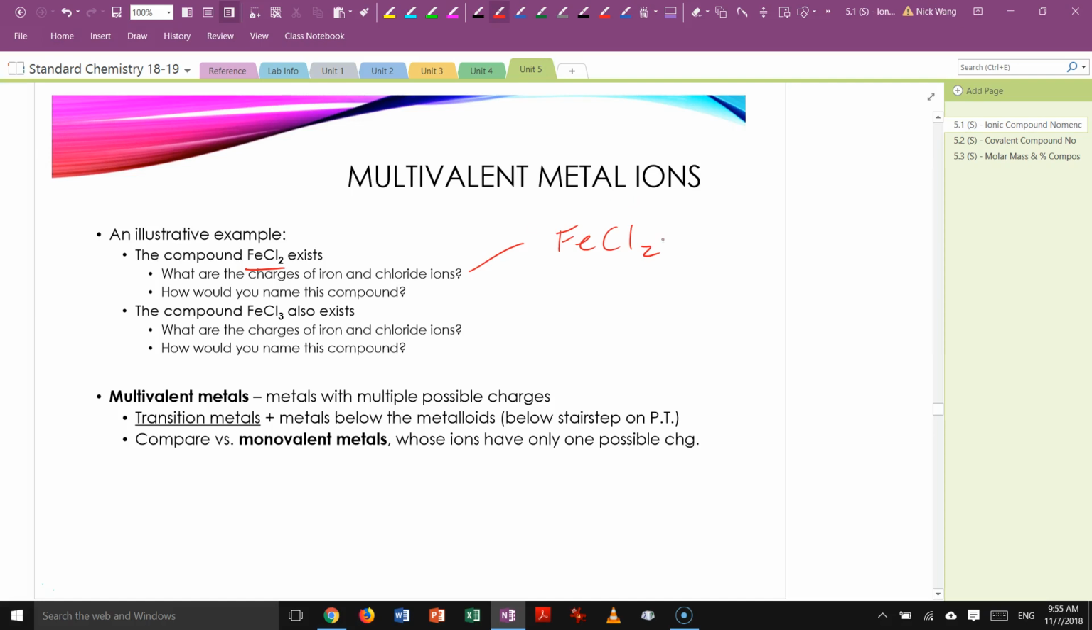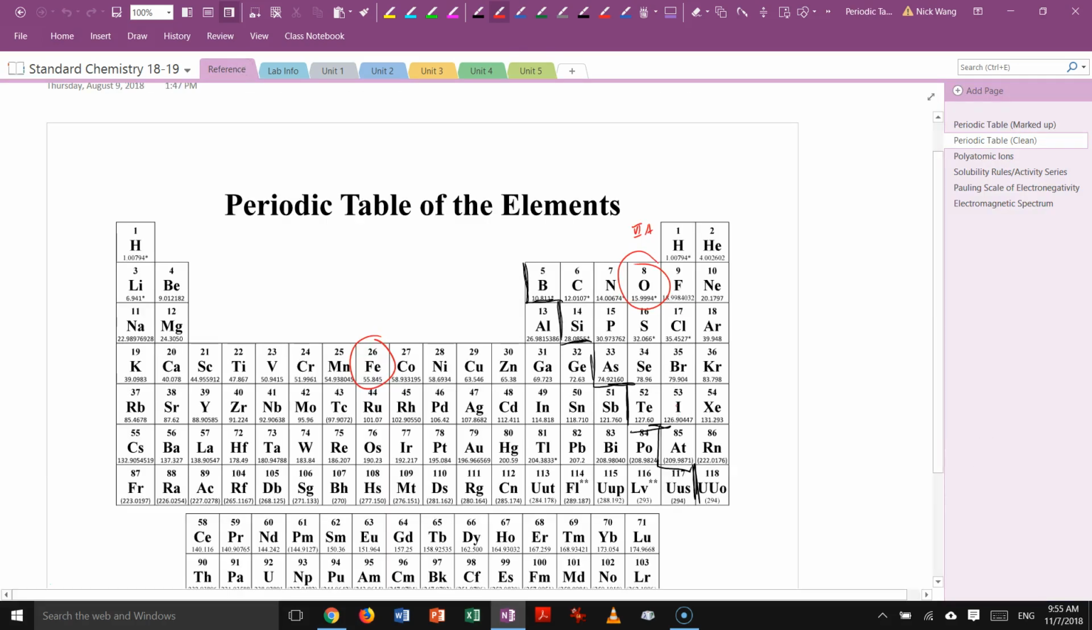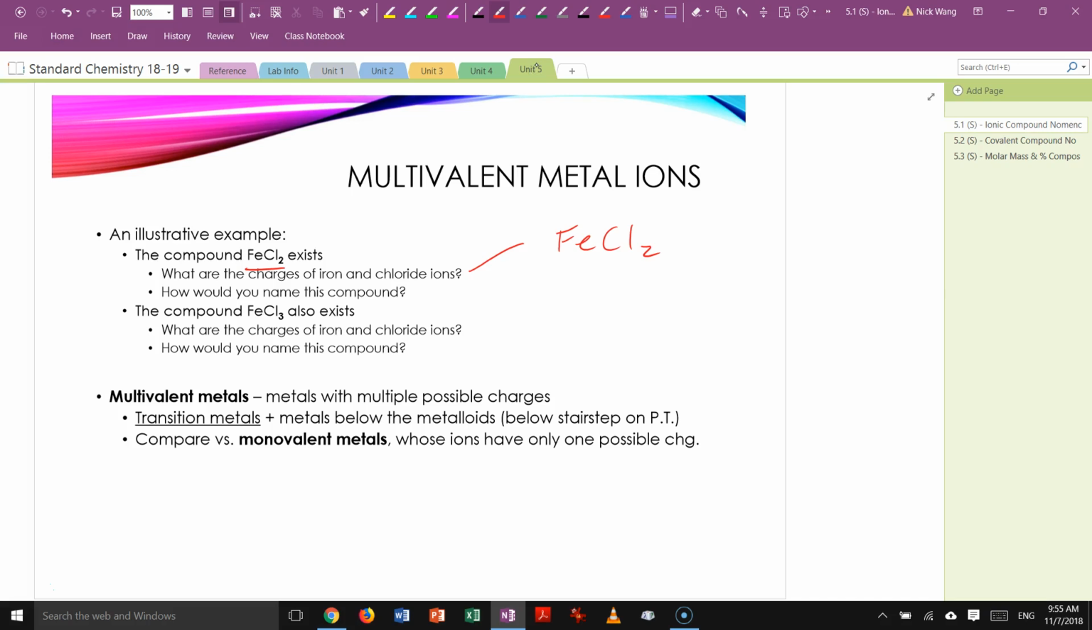One, I know that this whole thing overall is neutral. And I do know that chloride, if you look back over here, is in a column where I know the ions have a very specific charge. So let's go ahead and walk through that process. Knowing this, I can work backwards, starting with the fact that chloride is a -1.